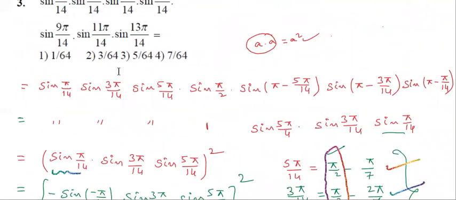Finally, see the options. Which option is correct, students? 1 by 64. First option is correct.